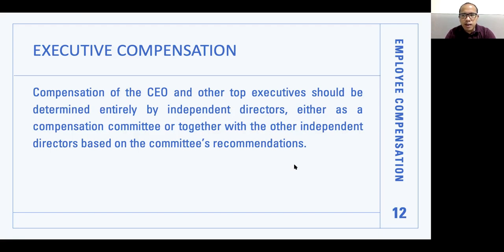Kasi mga independent directors, they really don't care, but it is not their priority kung magkano ba yung sinusweldo ng mga empleyado. Kasi independent na sila, independent director. So, you can expect na objective yung determination nila ng magiging compensation for the CEO and the other top executives.